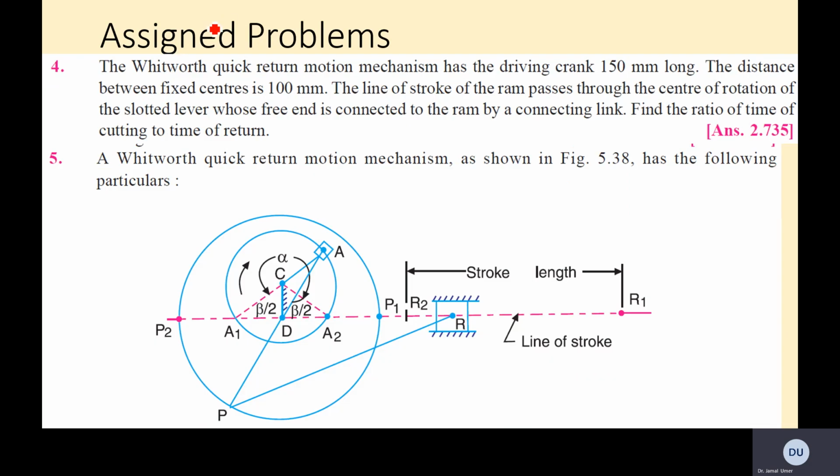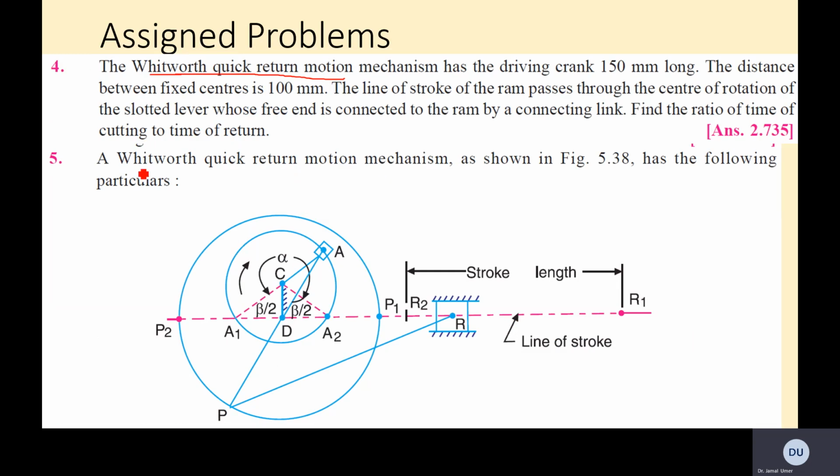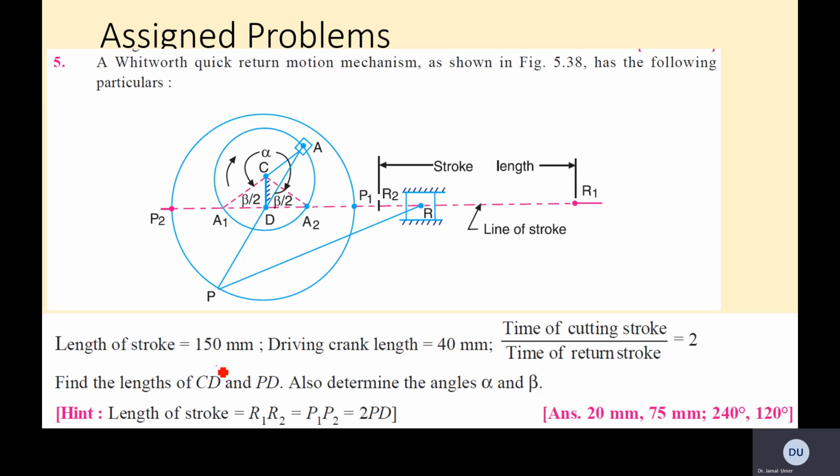Then problems 4 and 5 are basically the Whitworth quick return mechanism. We have solved one of those problems. Here you might need a little bit of drawing as well. I'm quite sure you will be able to do it, just make sure you do it rightly. This is the fourth problem, and the fifth problem is the same, where some extra information is also given, like length of stroke, driving stroke length and other parameters. So you need to work on those things.